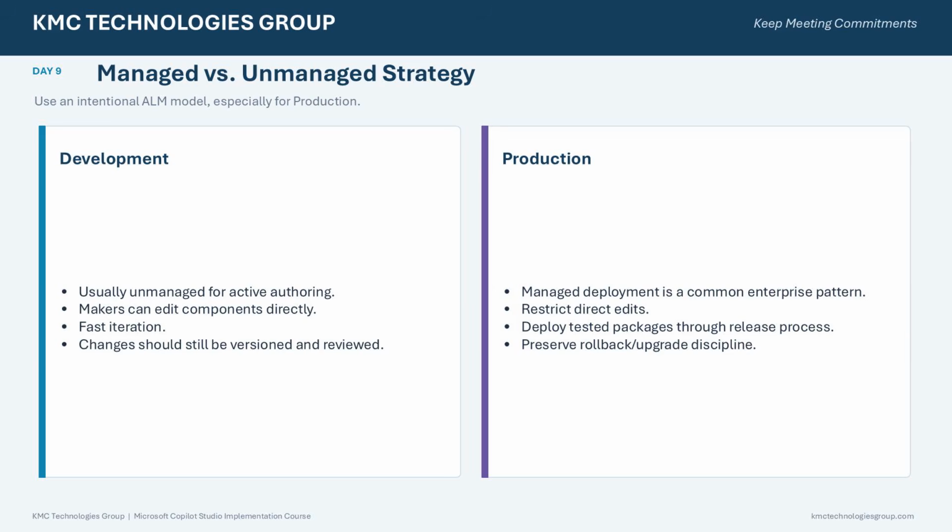Development is typically unmanaged because makers need the freedom to edit and iterate. Those changes should still be reviewed and versioned. Production often uses managed deployment, so direct modifications are restricted. Tested packages move through an approved release process. This supports upgrade discipline and makes rollback planning more predictable.